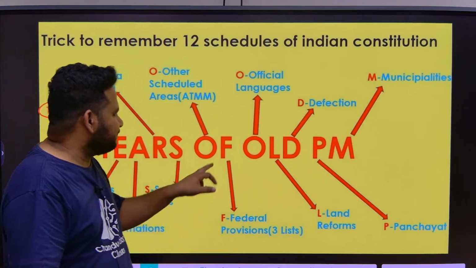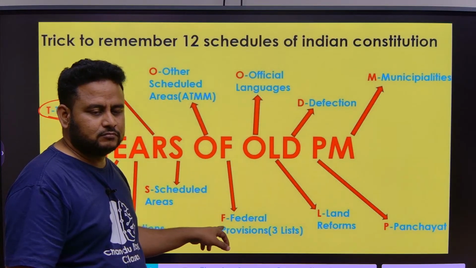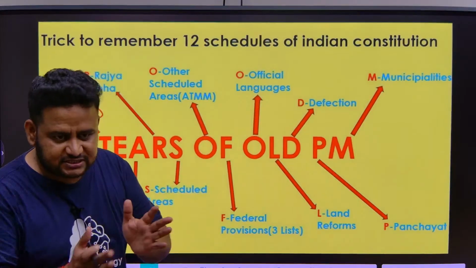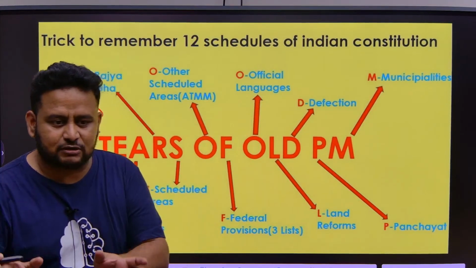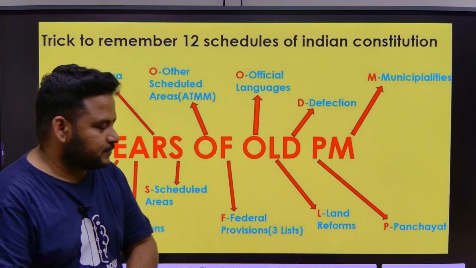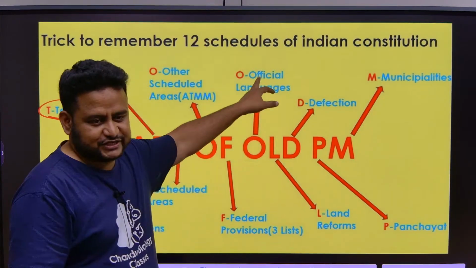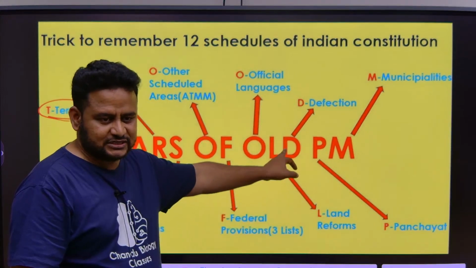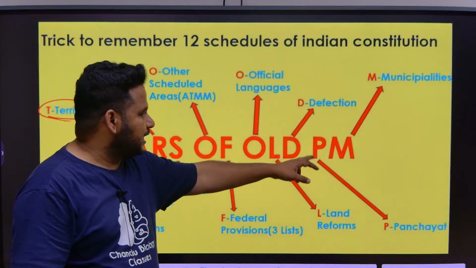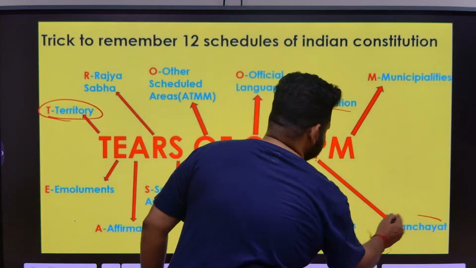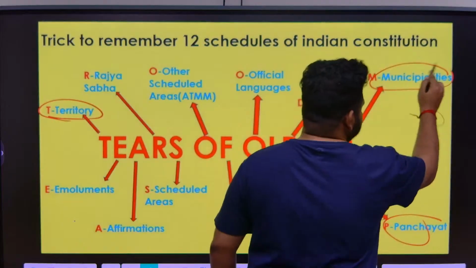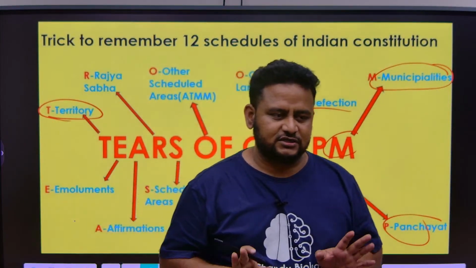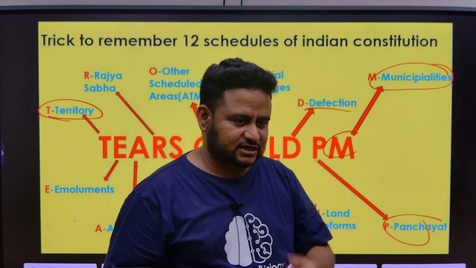Okay. F means what? It is talking about federal scheme, federal division or federal provision. That means how the powers are divided between union list, concurrent list and also state list. Okay. Next is O, it is talking about official languages. Old PM. L means land reforms, I told you 9th schedule. D means defection, anti-defection law 10th schedule, and also P means panchayats, M means municipalities. Clear? Done. So, we have done with parts and schedules of the Indian Constitution. The trick is tiers of old PM.